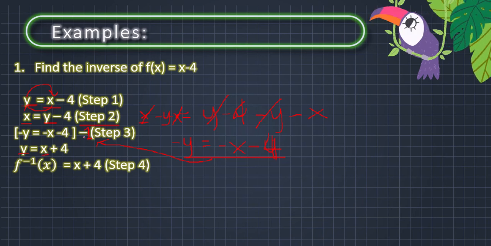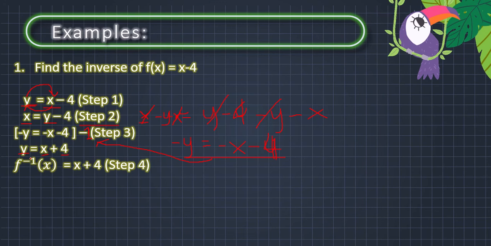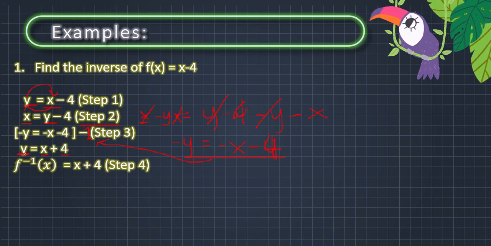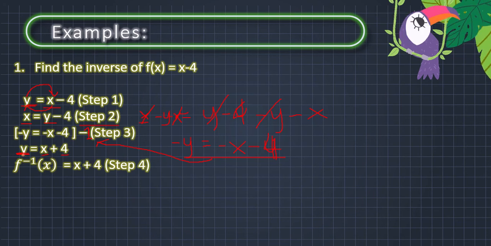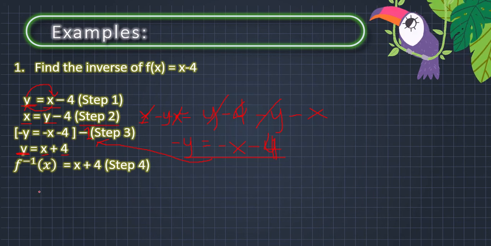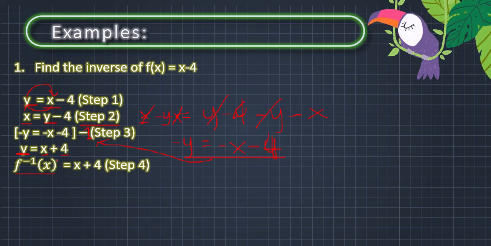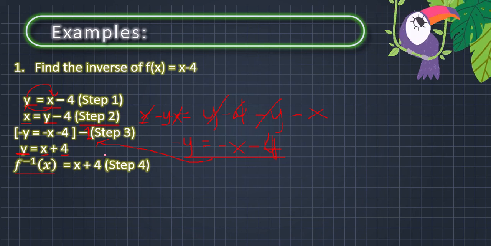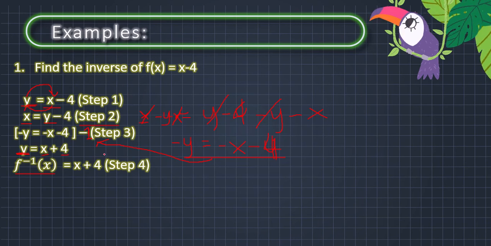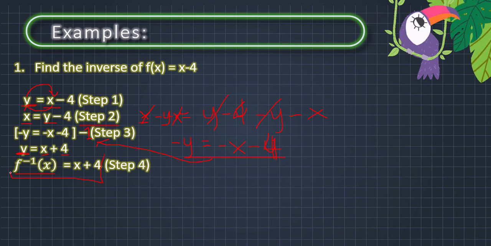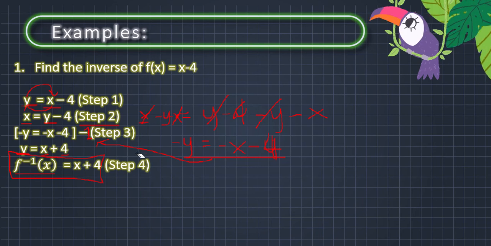Negative 4 multiplied to negative 1 will be 4. And after that, we're almost done. We are going to rewrite again y into f inverse of x. Again, we rewrite the variable y into f inverse of x, and then copy the remaining expression, which is x plus 4. Therefore, the inverse of our first function is x plus 4. So this is our final answer for the first example.